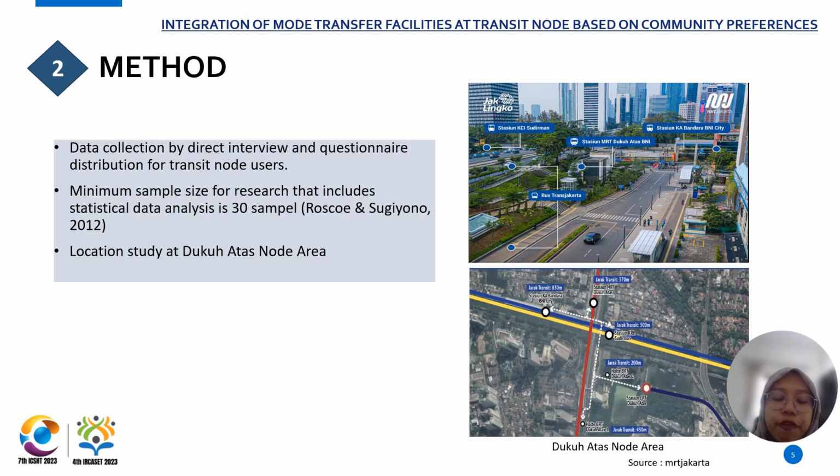Data collection is by direct interview and questionnaire distribution for transit node users based on Sugiono. Minimum sample size for research that includes statistical data analysis is 30 samples, and the study location we chose is the Dukuh Atas Node Area. The Dukuh Atas Node Area is a transit-oriented development area. That is the meeting of 5 types of public transportation mode. There are MRT Jakarta, LRT under construction, BRT Transjakarta, commuter, and also airport train.